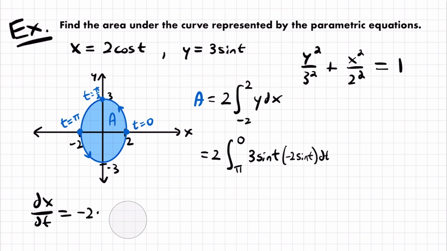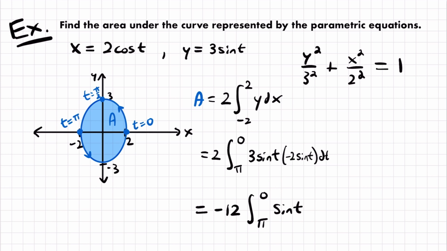So what we'll have is that the area will be equal to negative 12 times the integral from pi to 0 of sine t times sine t dt. Now sine t times itself will be sine squared t, and so I'll just rewrite this, and we will have sine squared t dt. Okay, now one more thing that we can do before we integrate. This isn't a necessary step, but I think it's going to make it look a lot nicer.